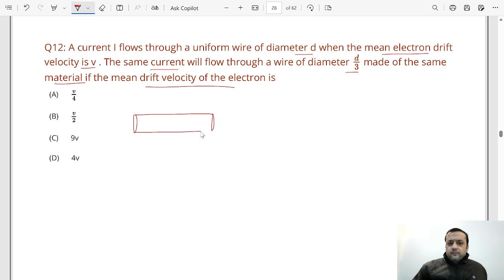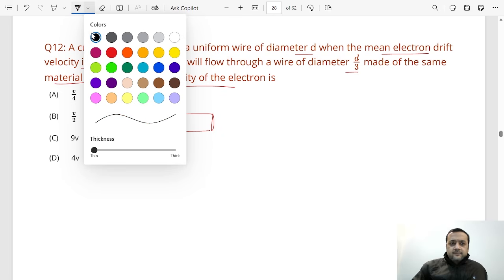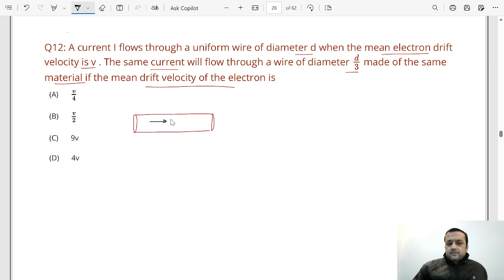Now we know that if the current I is flowing through this wire, the formula of current is I equals n into drift speed into the magnitude of the charge q, which is generally that of the electron, into cross sectional area. Now in the first situation, the diameter is d. That means we can say that the cross sectional area will be pi d square by 4.